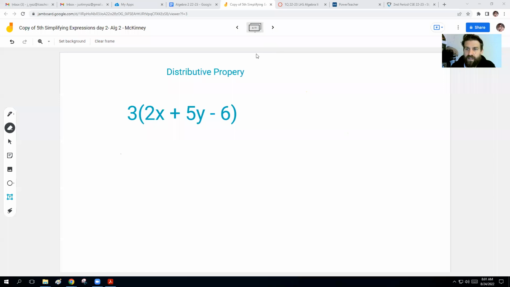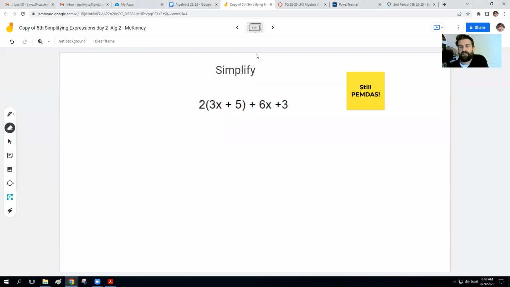Moving on here. Why don't you go ahead and try this one on your own? Pause this video and see if you can handle this expression. All right, we're still going to use PEMDAS here, so we're going to take care of the parentheses. Now, 3x plus 5 does not simplify, so we can't move any further with that.